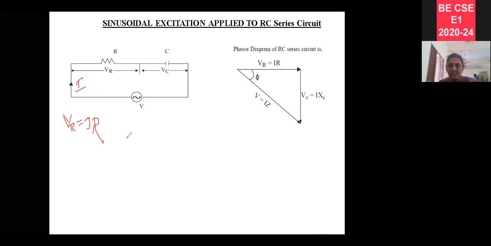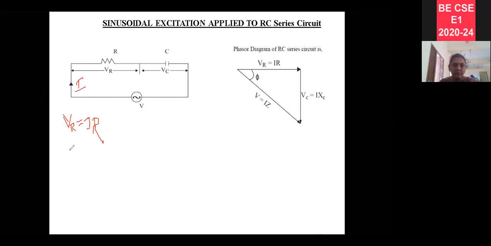Clear? So this is going to be uniform current I because this is a series circuit. In a series circuit, the current is going to be common, right? So the current flowing through the resistance and capacitance is going to be the same. VR is equal to IR. The voltage of the resistor is equal to I into R.